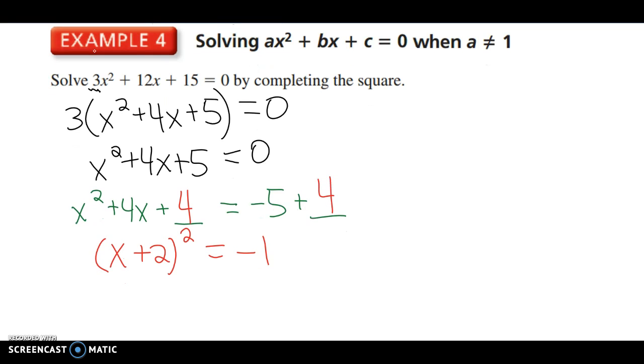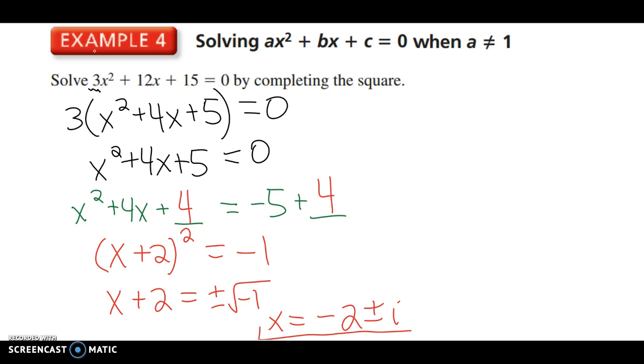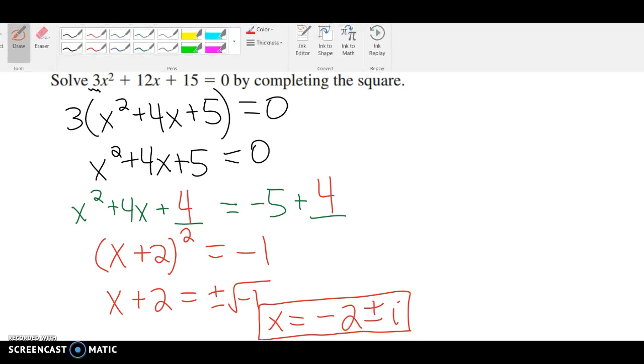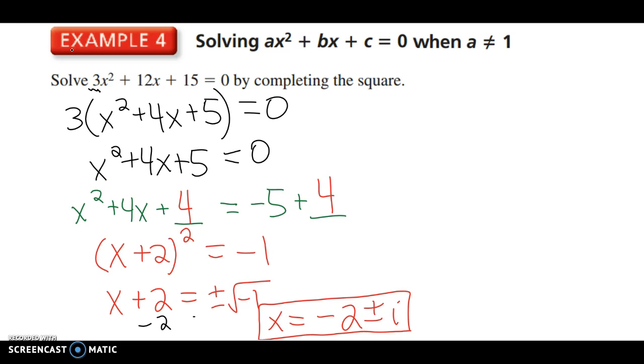Now I take the square root of both sides, and I get x plus 2 equals plus or minus the square root of negative 1. And what's the square root of negative 1? So I can replace that with i and say x equals negative 2 plus or minus i instead of the square root of negative 1. And all I did on that last step was subtract the 2 from both sides to cancel it out.